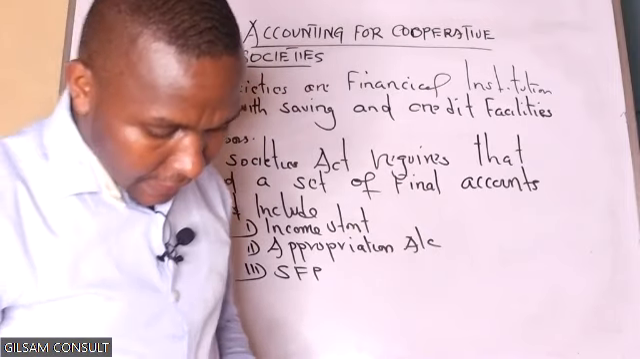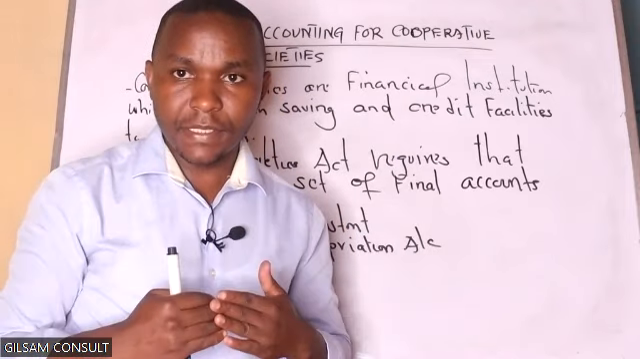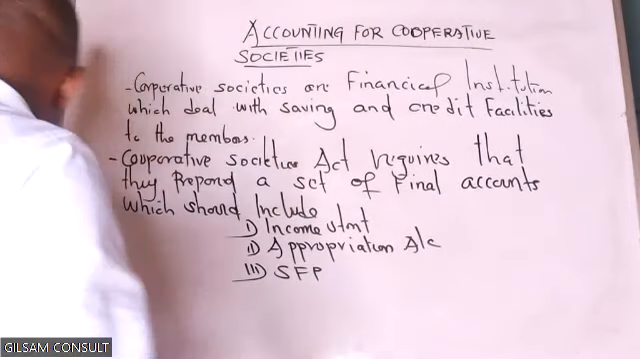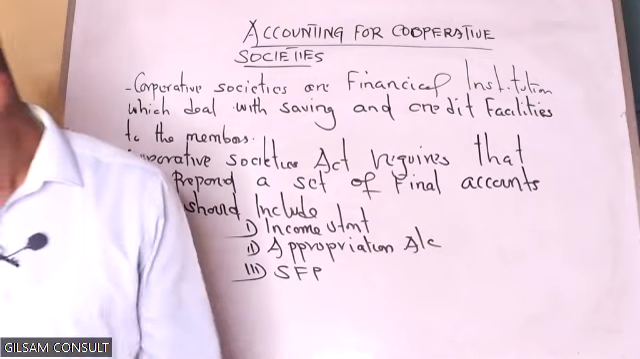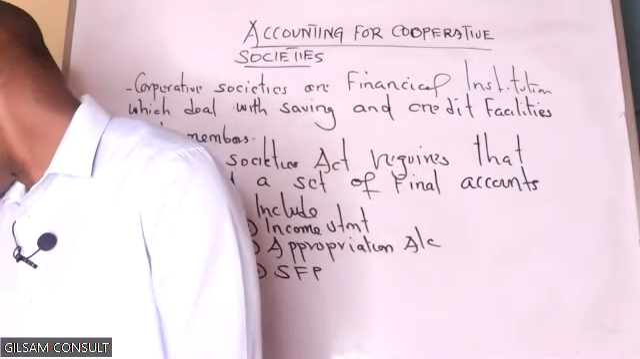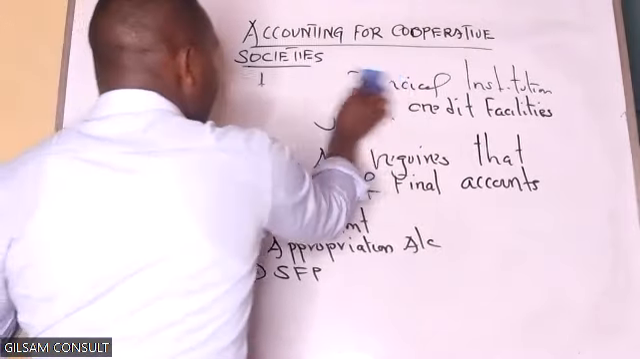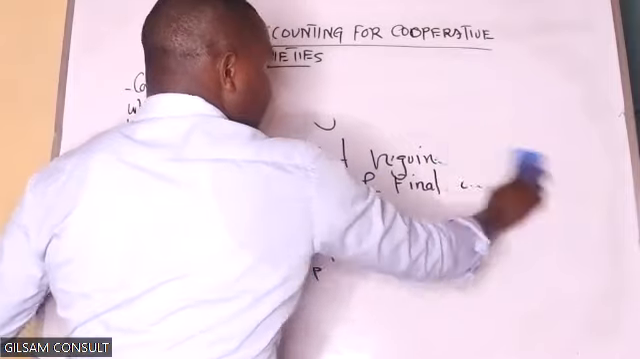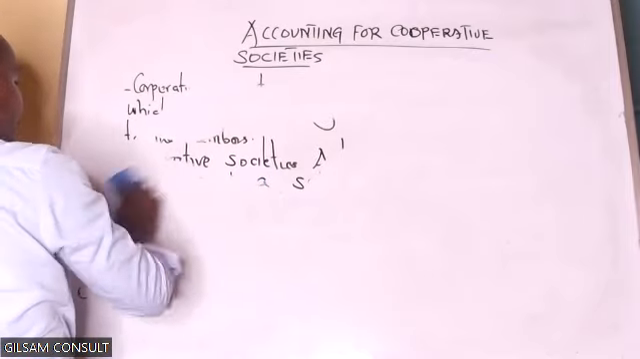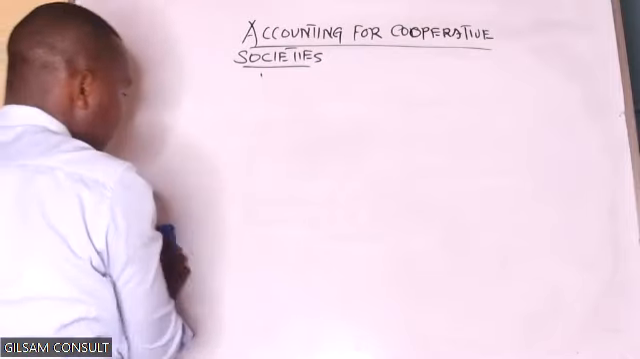So we can start with the income statement. We look at the format of income statement of cooperative societies. Remember, the income statement is prepared to show the financial performance of the company, whether that company is making profit or making losses. That is the purpose of the income statement.